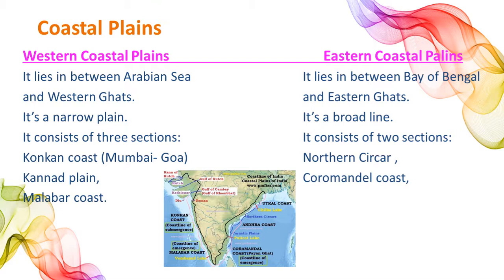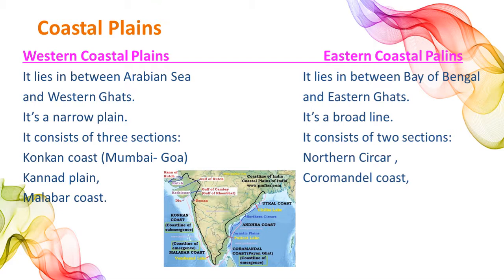The plains along the Bay of Bengal are wider and are level. You can see here, these eastern coastal plains are wider and they are level lands. The northern part of the plain is called Northern Sarkars and the southern part of the plain is called Coromandel coast. So unlike western coastal plains, eastern coastal plains have only two sections: one is Northern Sarkar and the other one is Coromandel coast.